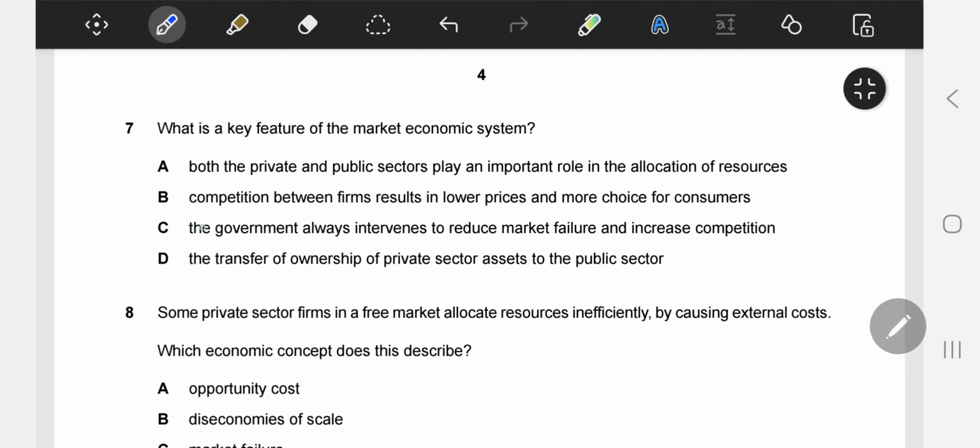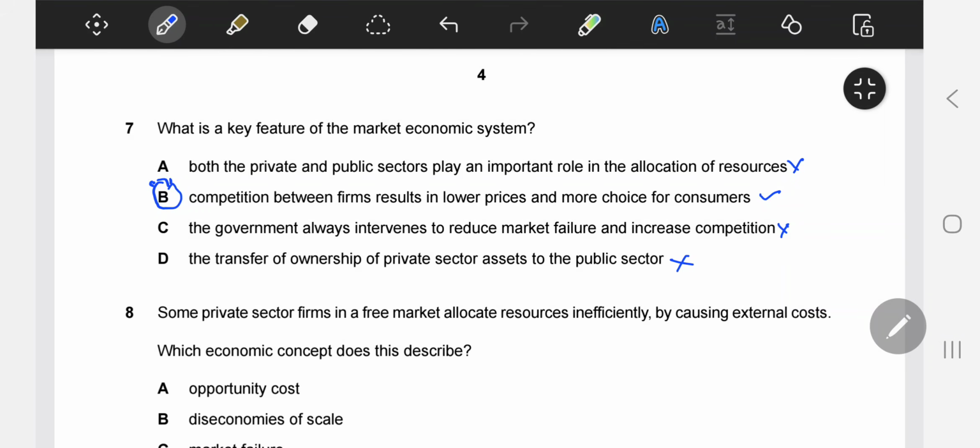All right, let's go to question 7. What is a key feature of the market economic system? This one has no government intervention for sure. Both the private and public sector, so that one is wrong. As soon as they say public sector, it's wrong. Competition between firms results in lower prices and more choices for consumers. This one could be true. The government always intervenes to reduce market failure? The government does not intervene, it doesn't exist. And transfer ownership of private sector assets to the public sector, no. So the correct answer here will be 7B.